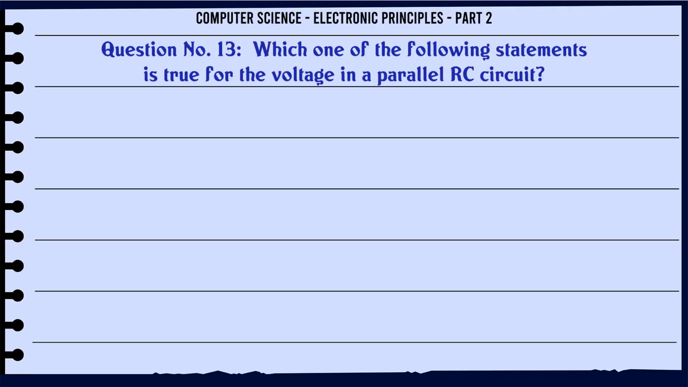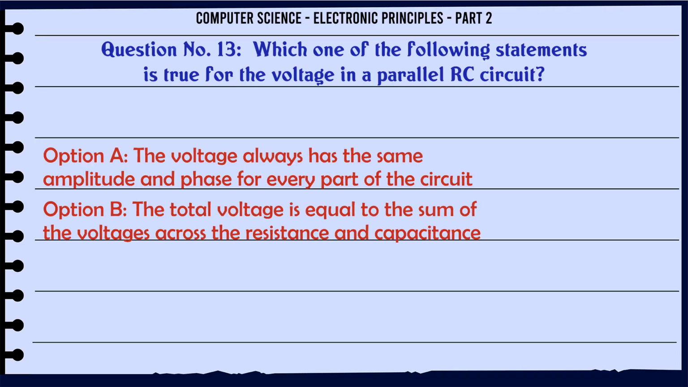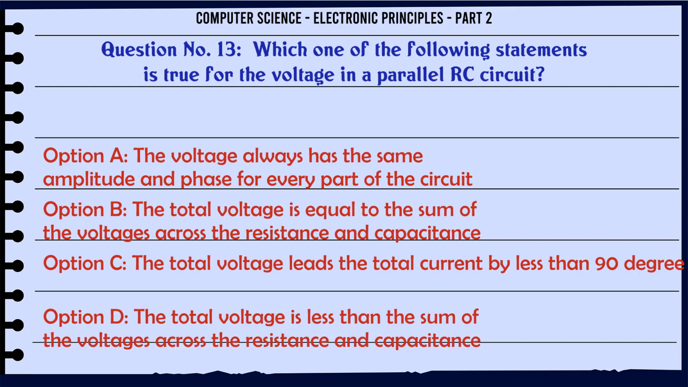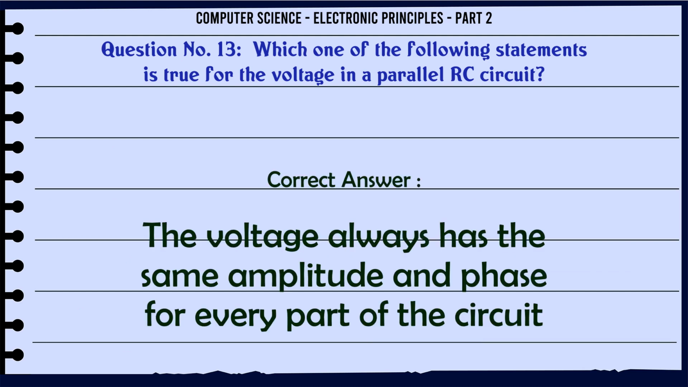Which one of the following statements is true for the voltage in a parallel RC circuit? A. The voltage always has the same amplitude and phase for every part of the circuit. B. The total voltage is equal to the sum of the voltages across the resistance and capacitance. C. The total voltage leads the total current by less than 90 degrees. D. The total voltage is less than the sum of the voltages across the resistance and capacitance. The correct answer is the voltage always has the same amplitude and phase for every part of the circuit.